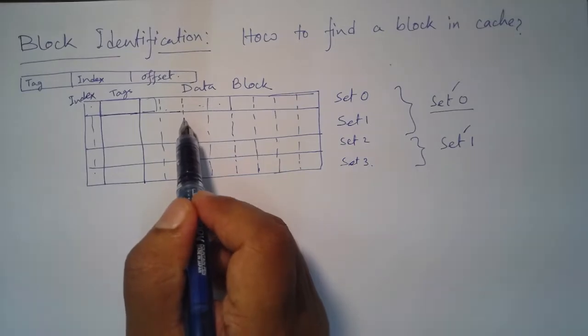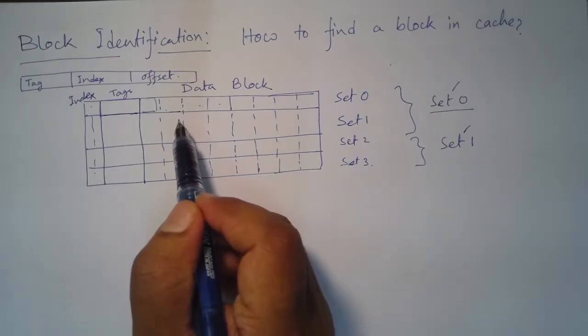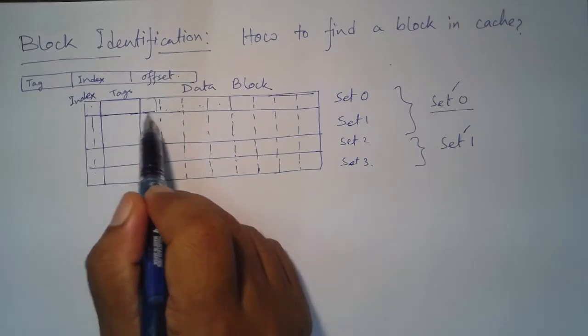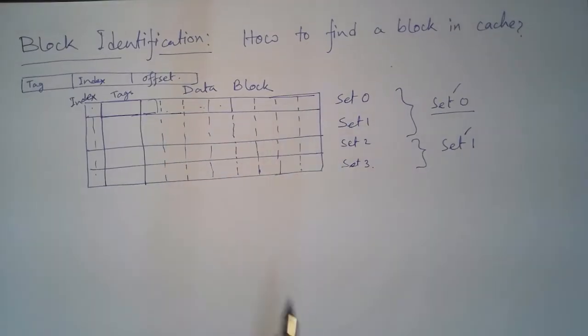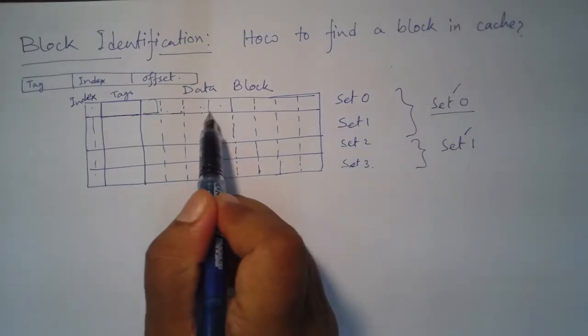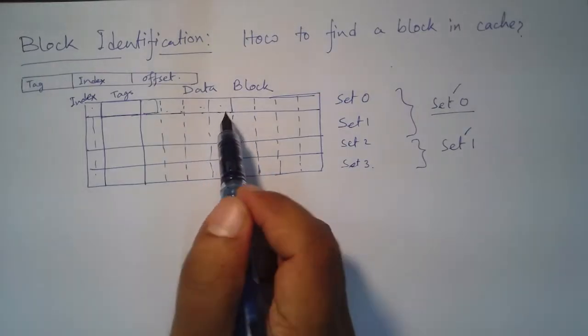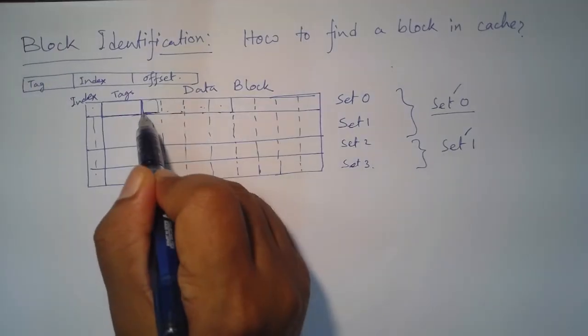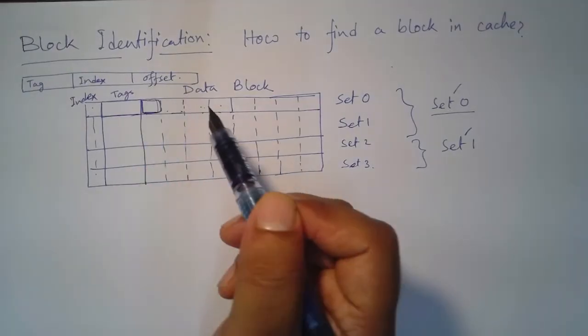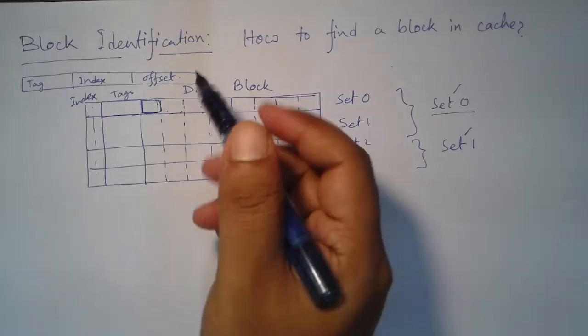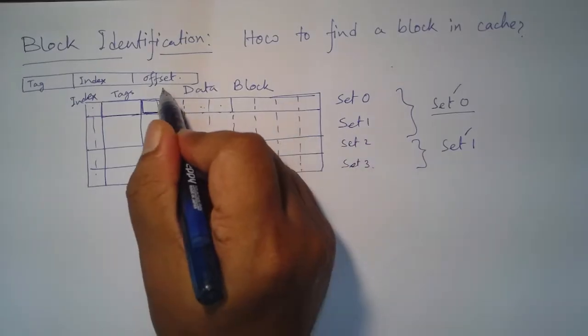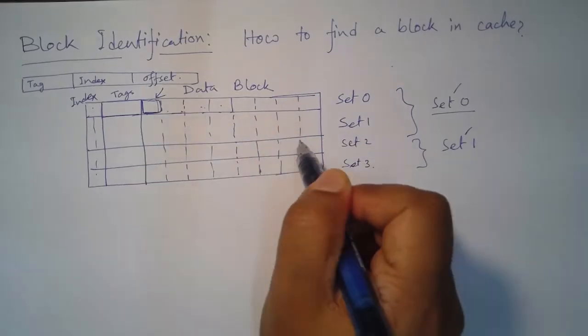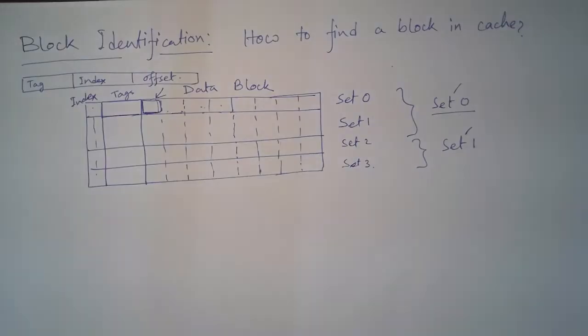In this case you have 8 bytes. To identify which byte you are looking at, you will need that offset value. The offset value will tell whether you are looking at this particular byte or some other byte in the block. So I hope this makes sense.